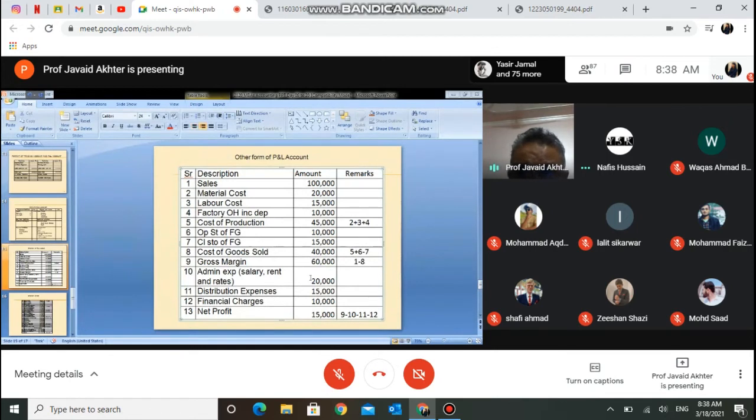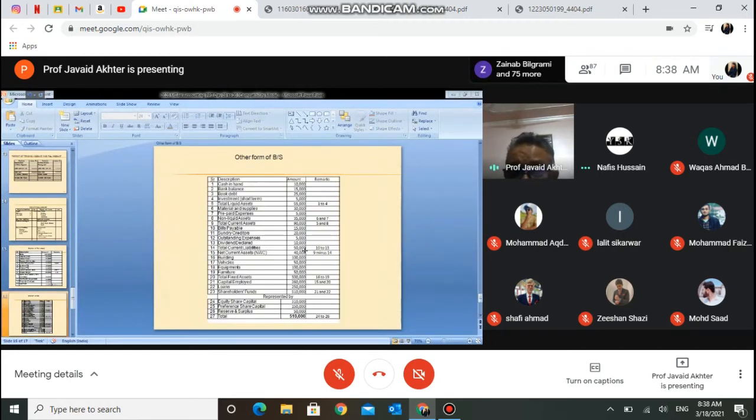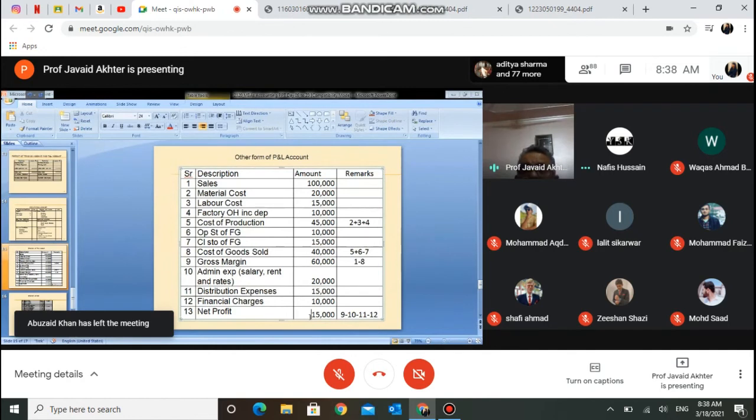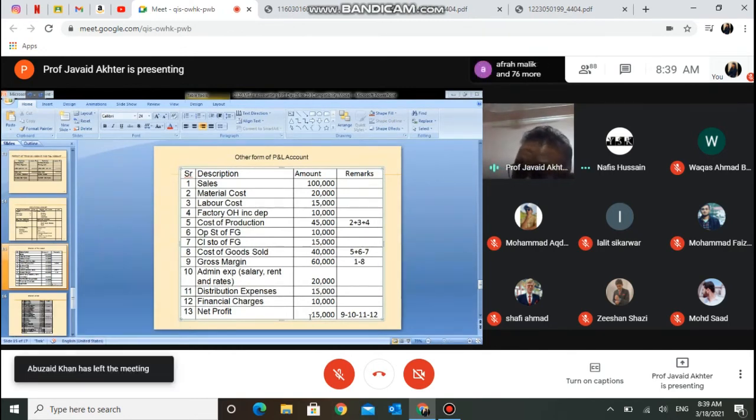From this, you subtract administration expenses, distribution expenses, and financial charges. Let me enlarge it. From 9, that is gross margin, 60,000, you subtract 10, 11, and 12. The difference that you get becomes your net profit. So this is an alternative way of showing it, but from the legal point of view, from the rules point of view, the one that I showed earlier is how it is prepared.